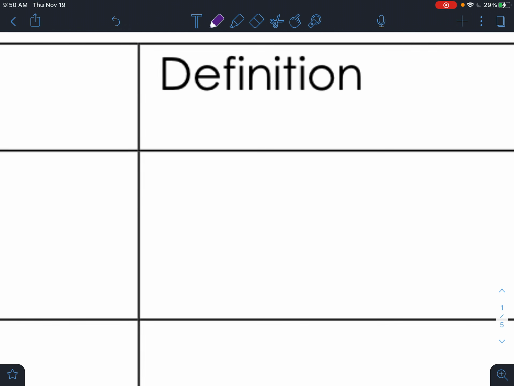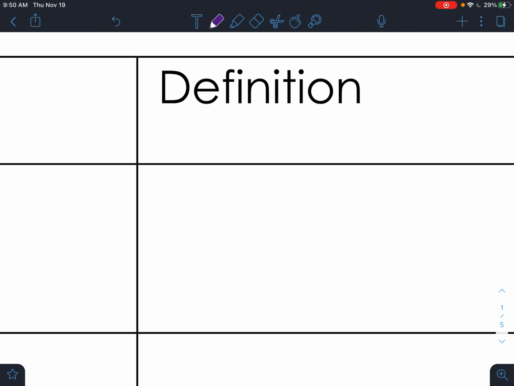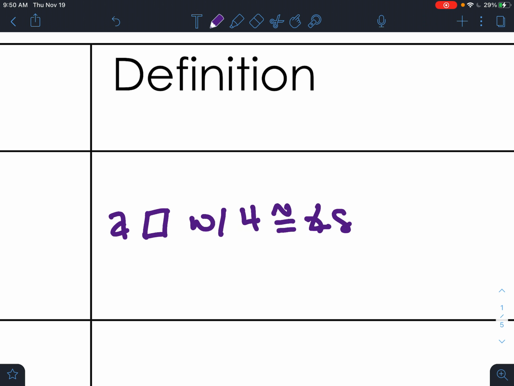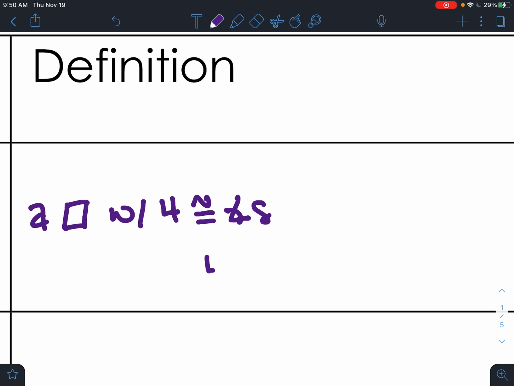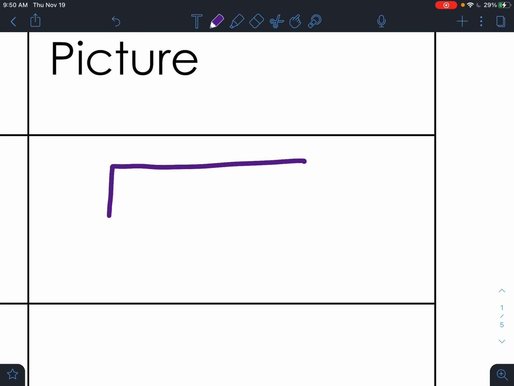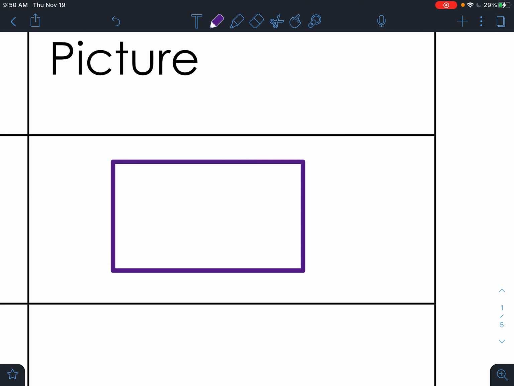But the definition of a rectangle is a parallelogram with 4 congruent angles. Now, we can keep going from there. So it's a parallelogram with 4 congruent angles. And what we know is that those congruent angles have to be right angles, okay? So they have to be right angles. So if I would draw a picture of it, we're going to draw a rectangle. And we're going to mark that all 4 of these angles have to be right angles.